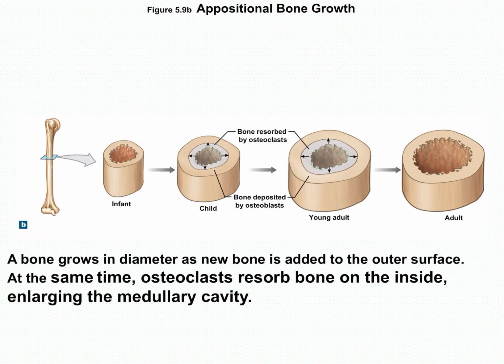Oh, one thing before we move on to osteoporosis is that your medullary cavity does get wider as you age. You can see from an infant to an adult, the medullary cavity widens, and this is due to osteoclasts resorbing that, but then you're building on the outside. So the entire diameter of your bone increases, but the medullary cavity also increases.